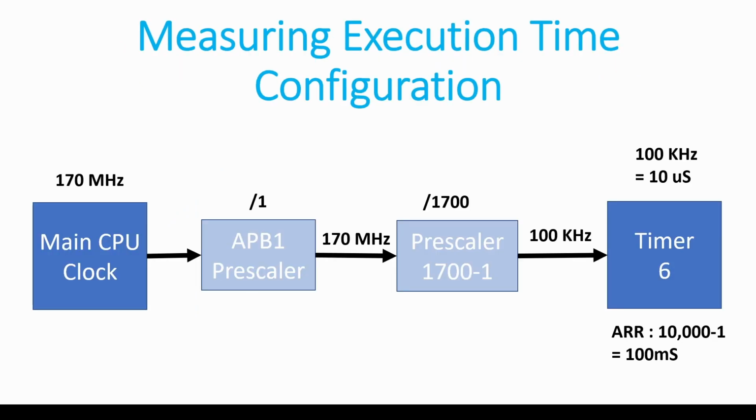I'm going to configure the hardware such that the counter increments every 10 microseconds, or to rephrase that, a clock frequency of 100 kilohertz. The G4's natural clock speed is set to 170 megahertz, so I will use a prescaler of 1700 minus 1 to do this. Additionally, I'll use a basic timer, timer 6, and set the auto reload register to 10,000 minus 1. Thus, the counter will count up to 100 milliseconds, then reset.